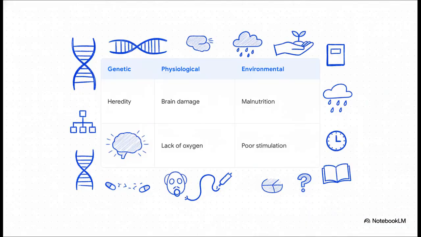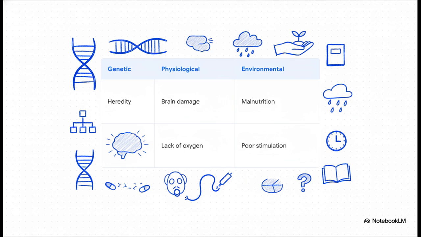So why does this happen? We can basically trace the causes back to 3 main pillars: genetic, physiological, and environmental. Genetically, research shows a lot of these characteristics are actually transmitted from generation to generation, so heredity plays a big part.